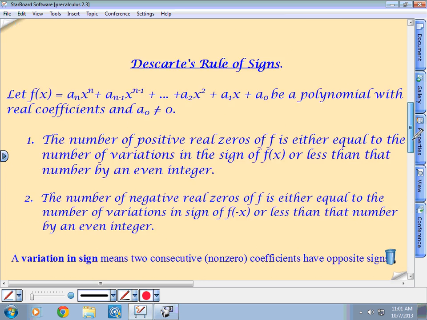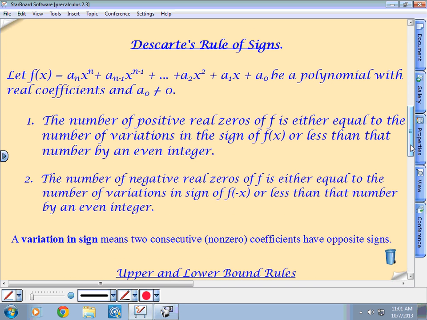Hang on one second. We're going to solve Kelly's. Let me go over this quick, because I don't want to run out of time, and then we'll go through the synthetic division. Descartes' rule of signs. You all love Descartes. You studied him in geometry a little. Let f of x equal a polynomial with real coefficients, so you have the leading coefficient and then all your other coefficients. What Descartes' rule of signs says is the number of positive real zeros of f is either equal to the number of variations in sign of f of x, or less than that number by an even integer.